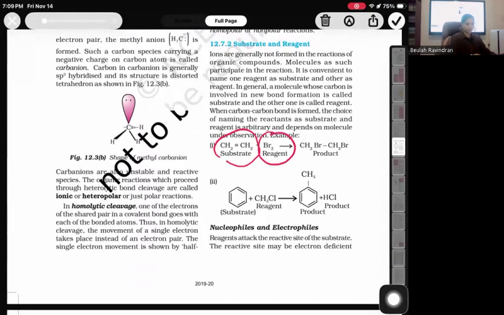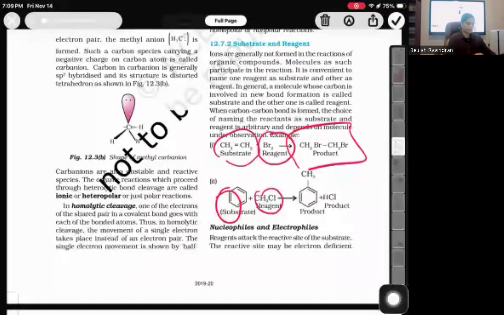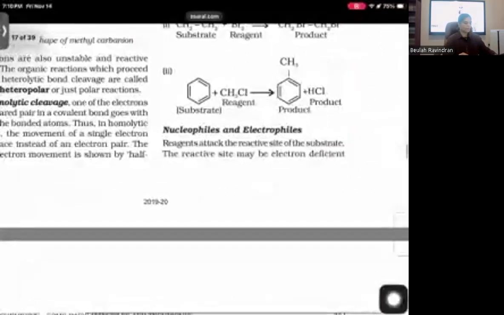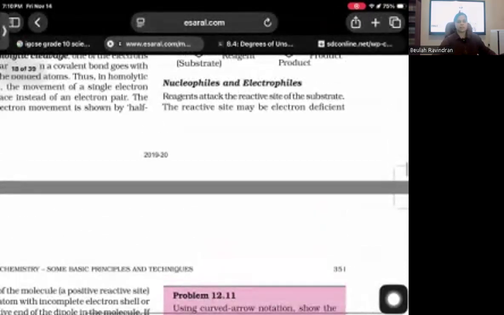So the product is formed, the same as with substrate and reagent. In this you have to understand what the substrate and the reagent are. Next we are going to study the nucleophiles. I will explain the nucleophiles.